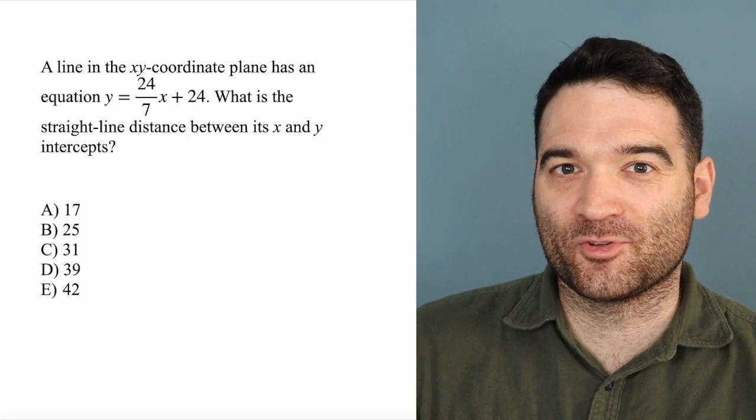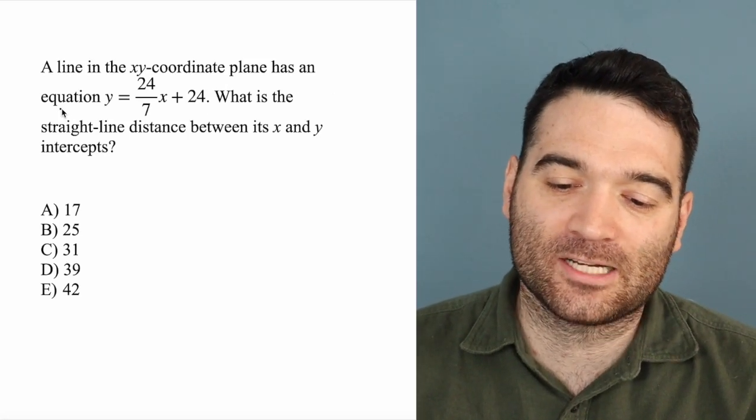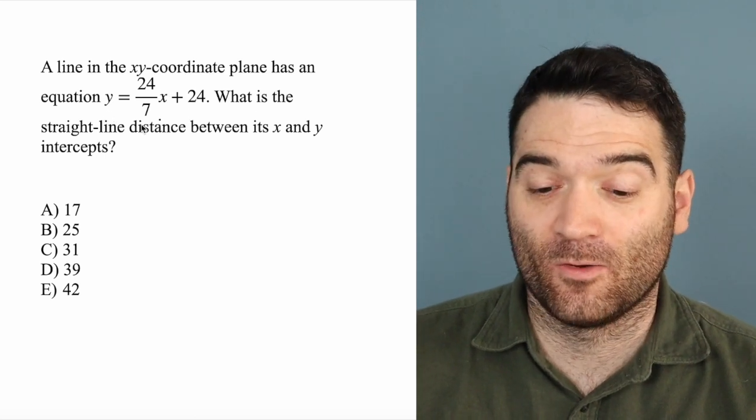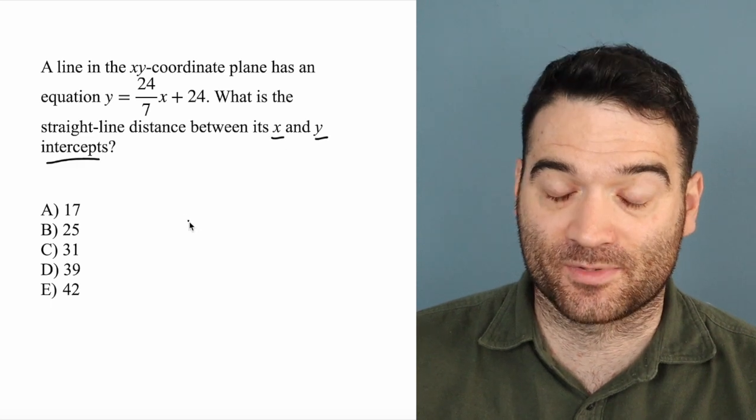Here's a GRE geometry question. Let's take a look. A line in the xy coordinate plane has an equation y equals 24/7 x plus 24. What is the straight line distance between its x and y intercepts?